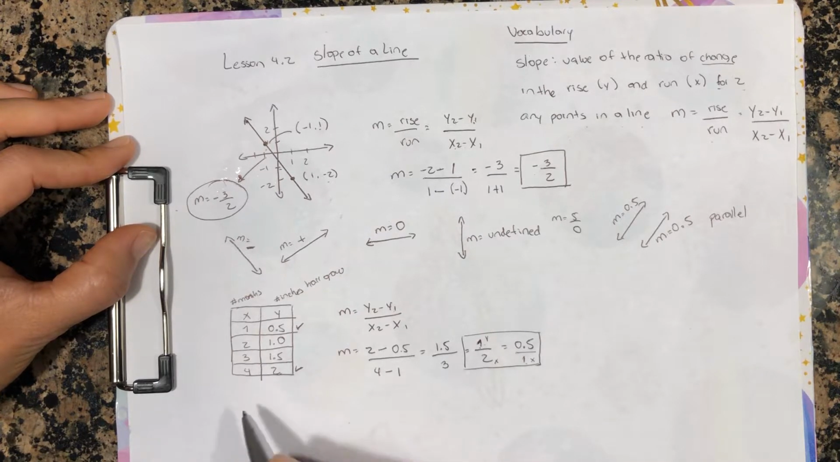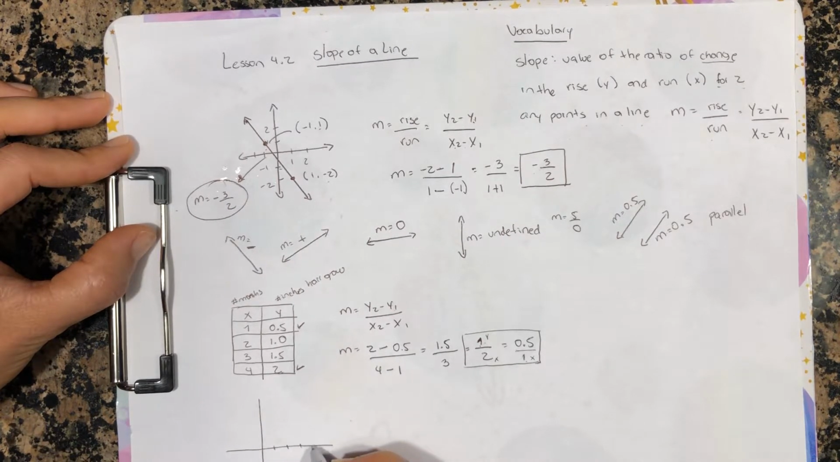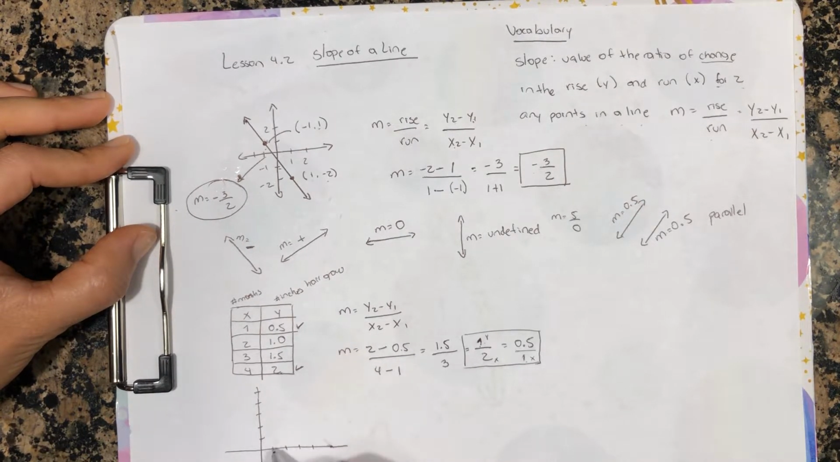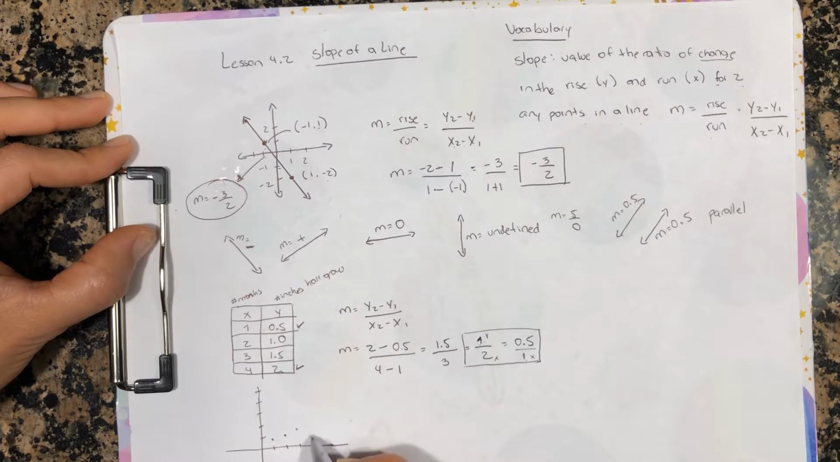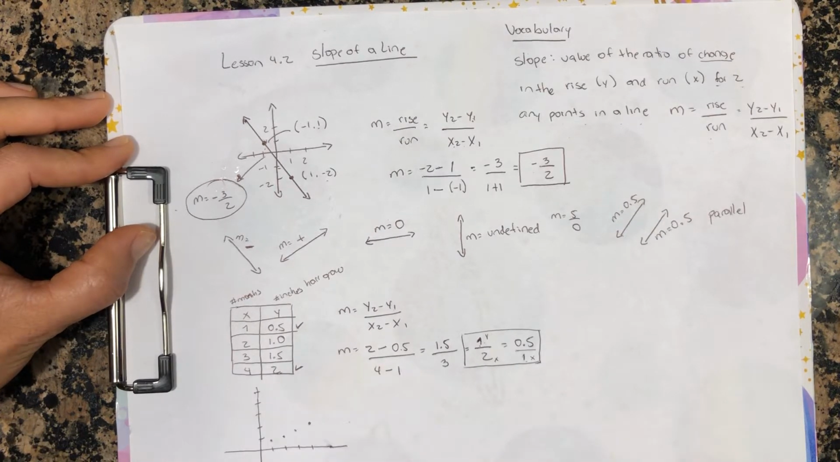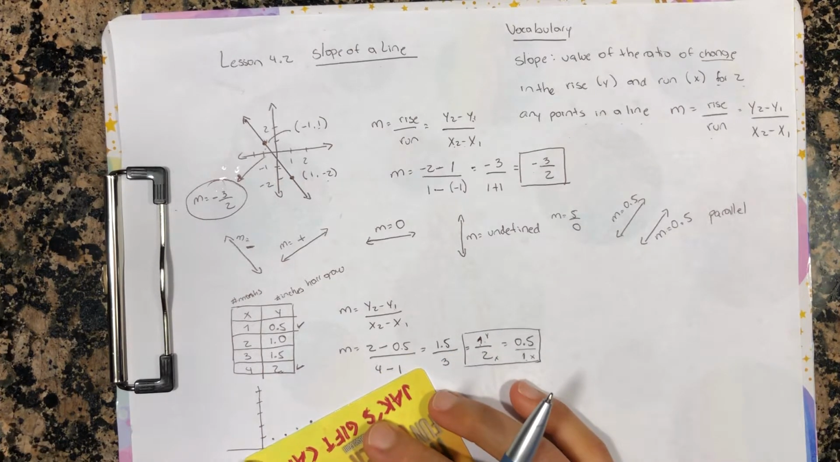Let me graph this table so we can work a little more over here. 1, 2, 3, 4. 1, 2, 3, 4. Okay, so when x is 1, y is 0.5, will be around here. When it's 2, is 1. When it's 3, 1.5. When it's 4, is 2. I just graphed the points from this table. Let me make a line.